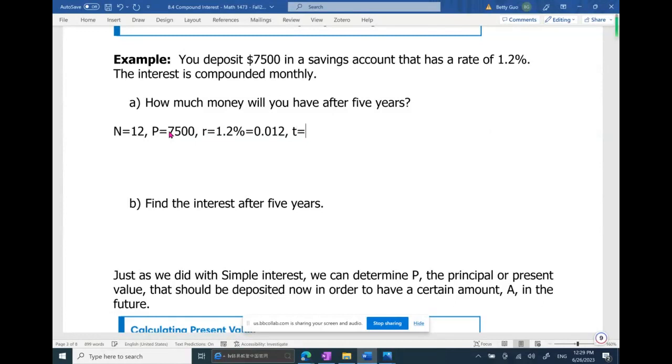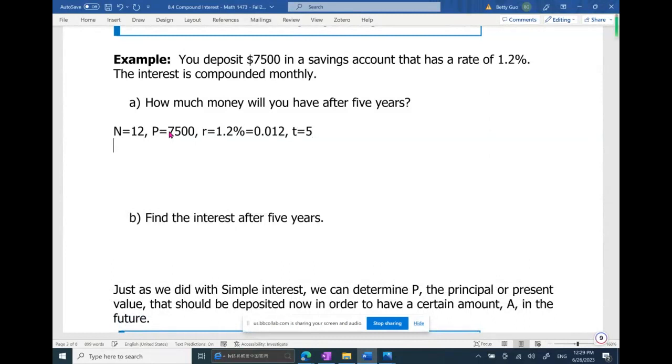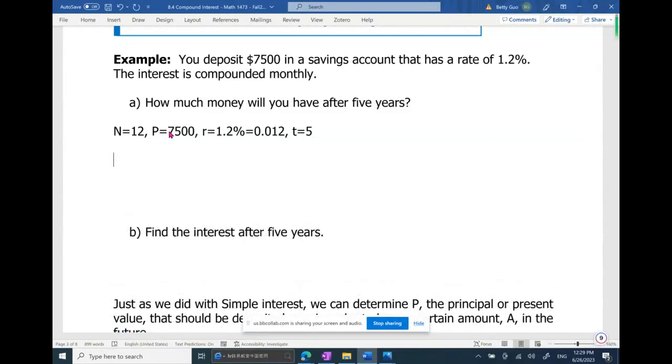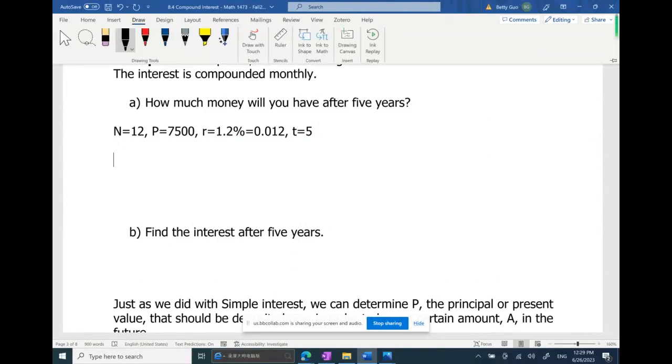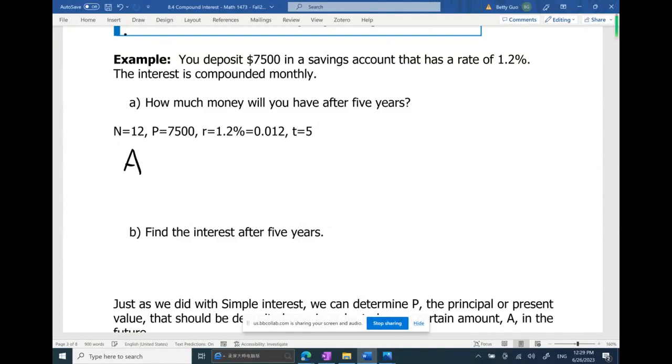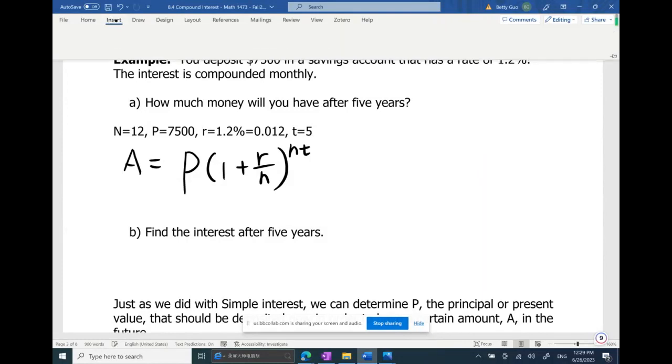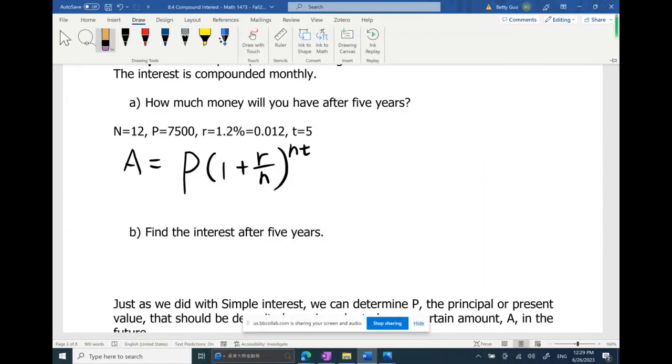For how long? How much money will you have after 5 years? So t equals 5. So we are going to use this formula. Since the interest is compounded monthly, the formula for the accumulated balance would be A equals P times the compounding factor, 1 plus the monthly interest rate, raised to the power of the total number of times your interest is compounded, that is n times t. And your n is 12.